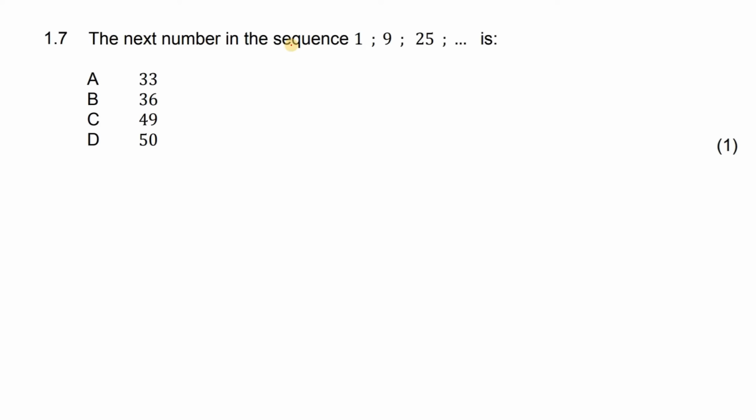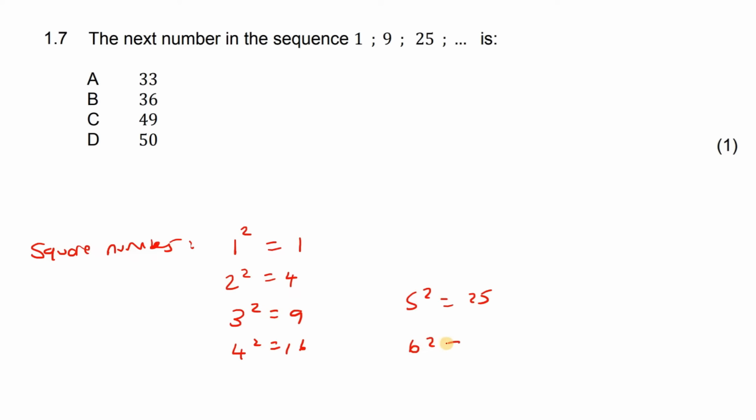So with this question, it says that the next number in the sequence is, okay, now have a look at this carefully. Do these numbers look familiar to you? Well, we know that we get square numbers. What are square numbers? Well, what is 1 squared? That'll give you 1. What is 2 squared? That'll give you 4. What is 3 squared? That'll give you 9. 4 squared, 16. 5 squared, 25. 6 squared, 36. 7 squared, 49. 8 squared, 64. 9 squared, 81. 10 squared, 100, for example.